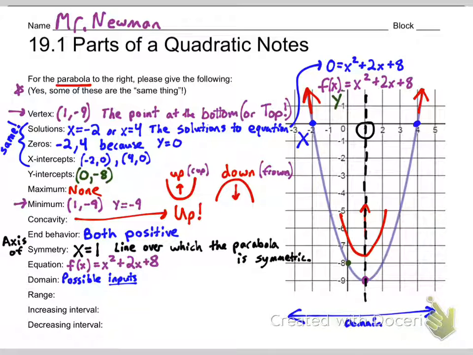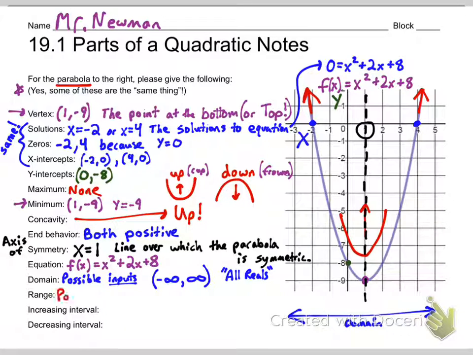I could plug in 2, I'd get negative 8. I could plug in 3, I'd get negative 5. I could plug in 4, I could plug in 0.2, 0.5, any fraction or decimal. So when all possible inputs are allowed, we write it like this, from negative infinity all the way to positive infinity. Another way of saying that is all reals, and you can write that down either way you'd like.